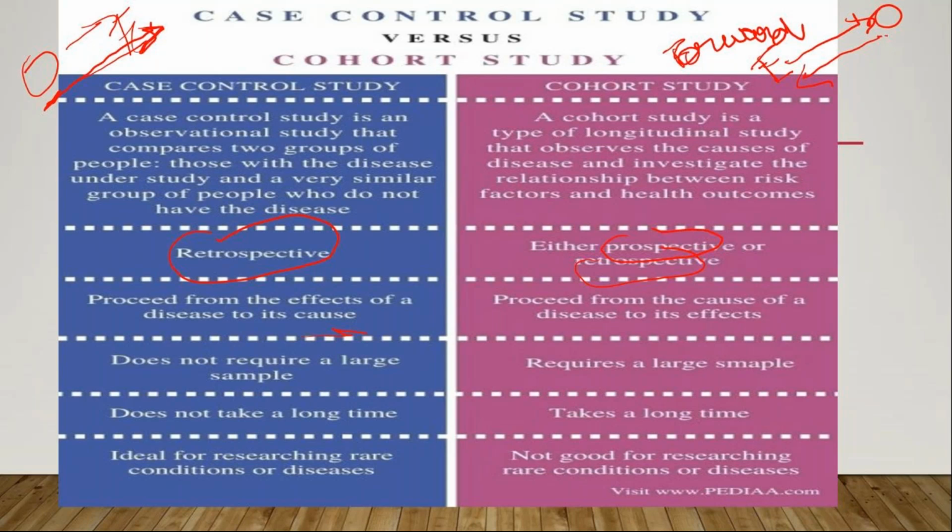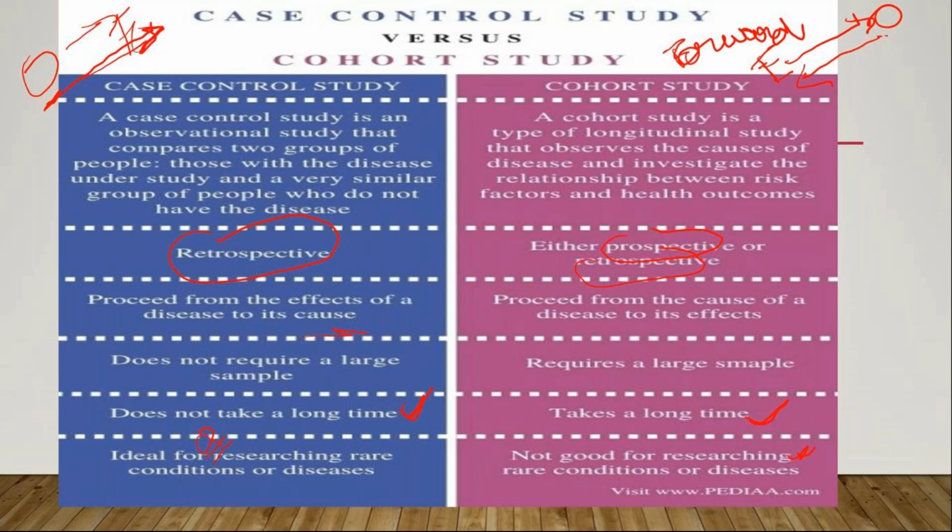A case control study does not require a large sample and does not take a long time. Remember that it is a short study, while the cohort study takes a long time. And this is very important: case control study is for rare diseases, while the cohort study is for long-acting diseases like hypertension. Cohort studies are used for these. I hope this table is clear to you.